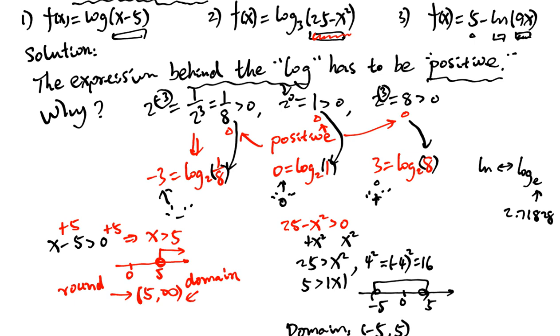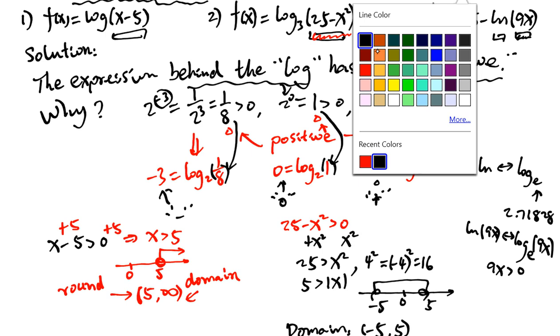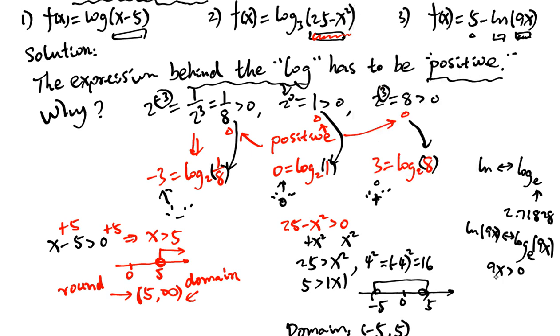So here you have natural log of 9x. That means log base e of 9x. Then you want 9x greater than 0. So divide both sides by 9, and you then have x greater than 0. That will be the domain.